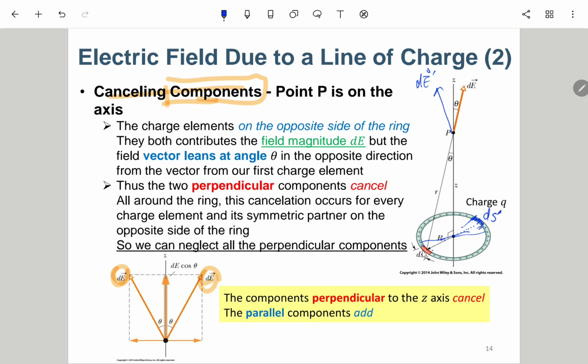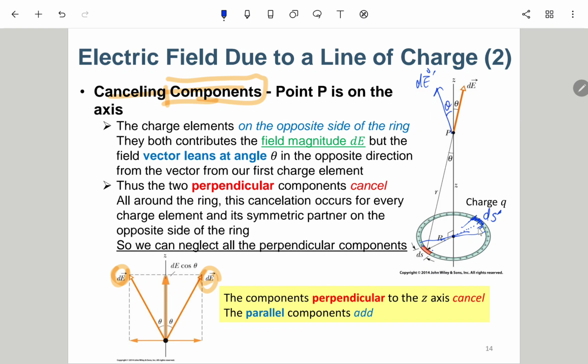So suppose this ds is generating dE here, and this is the cross section. So you assume this orange one is this one, and the ds prime generates a dE prime, which is actually this one. As mentioned, the angle is theta. The angle between this dE and dE prime to the z-axis is theta.